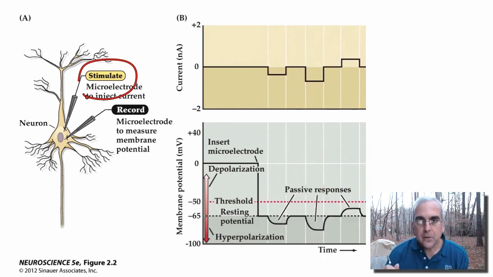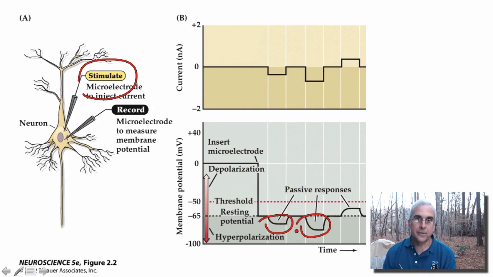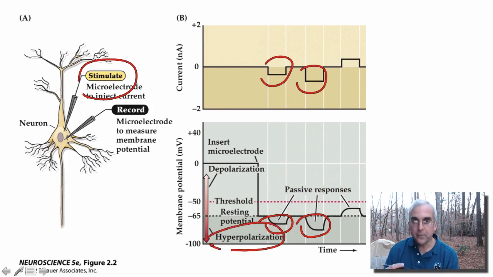As we pass a little bit of negative current into the cell, we can record some passive responses of that membrane. That is, the membrane becomes even more negative relative to the outside reference electrode when we pass in this negative current. Now, we call that hyperpolarization, which is to say the membrane potential is becoming even more polarized than it is when that neuron is just at rest, before we did any experimentation to it.